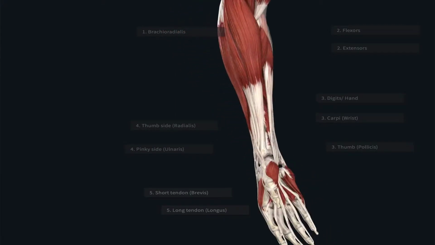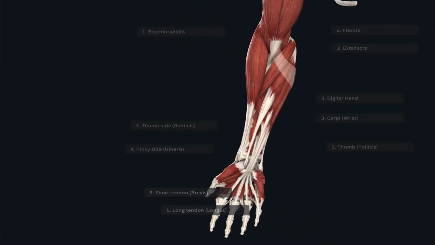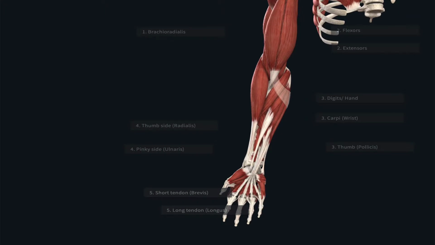So before worrying about the actual individual names, break it down and look for, is this on the anterior side as a flexor? What is it affecting? And does it have a long or a short tendon?